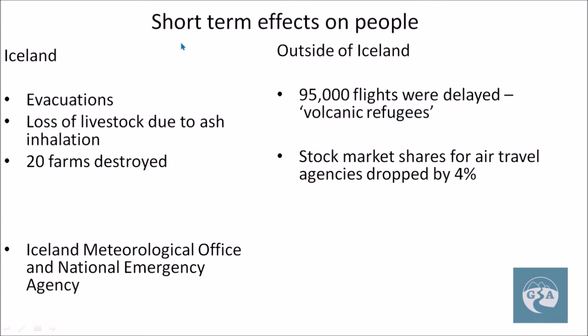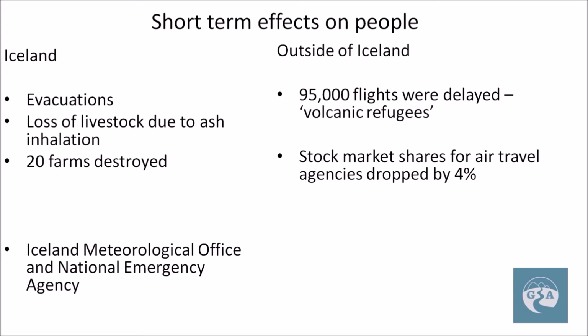The short-term effects on people. In Iceland, we saw that immediate evacuations were made in the run-up to this volcanic eruption. So there are telltale signs that there could be a volcanic eruption, and it's up to the Icelandic Meteorological Office and National Emergency Agency to help evacuate people. There was a loss of livestock due to ash inhalation, and there were many farms completely destroyed.